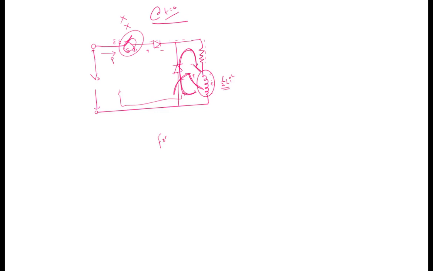Freewheeling diode. So here the trapped energy is not sent back to the source, instead it stays here itself. Okay, so this is how you have to understand the freewheeling operation, which is especially important in power electronics.